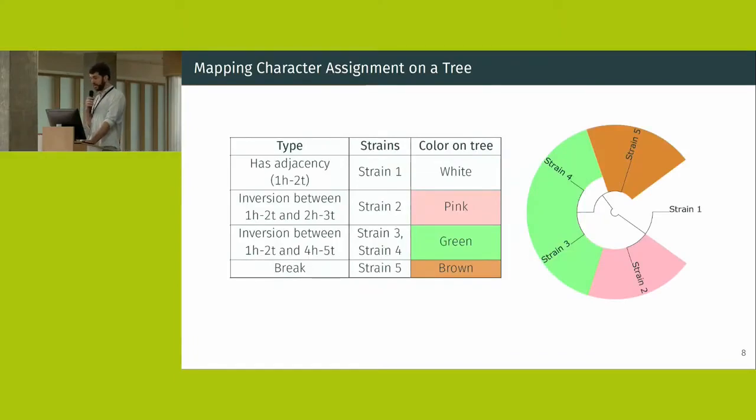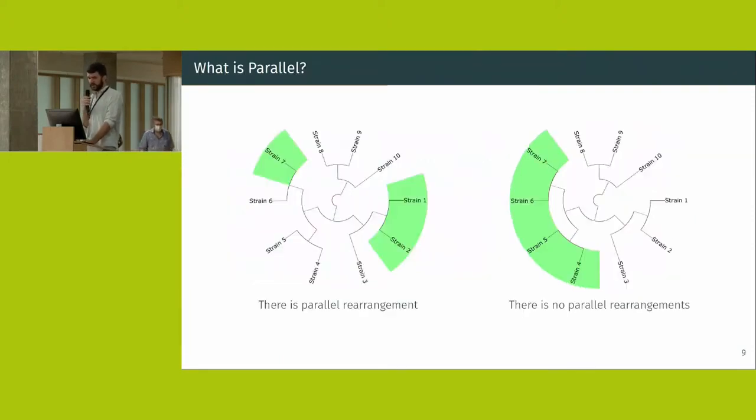We get such a coloring for all the adjacencies, and for all the adjacencies, we check if they are parallel or not. Again, parallel means something like the left picture, and on the right picture there is no parallel event. If it's parallel, it may be interesting because it happened independently, so it may have some biological meaning for the strains to get this rearrangement.